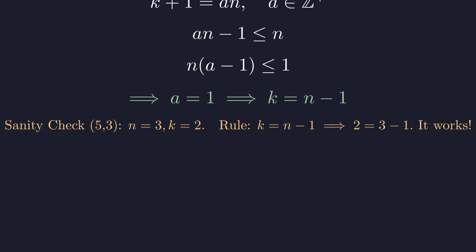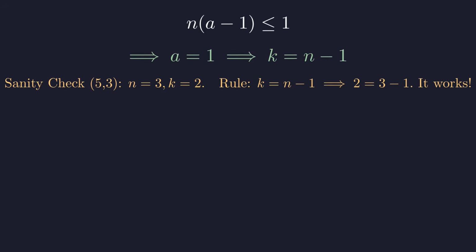Let's do a quick sanity check with a known solution. For the pair 5 and 3, n is 3 and k is 2. Our rule says k equals n minus 1. Indeed, 2 equals 3 minus 1. The abstract result holds. Now we substitute this powerful result back into our original equation.